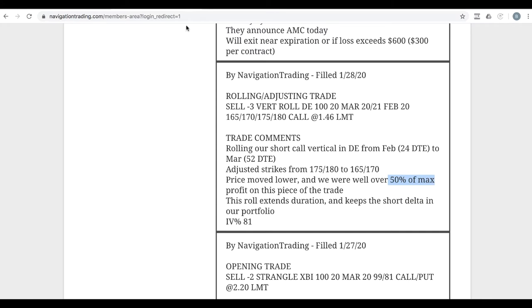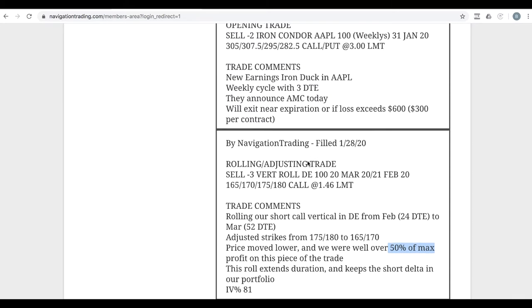And speaking of our short delta, after the move down today, we're only at about 1-to-1 on our short delta versus our theta. So, of course, we put on the bunker trade as well, but we'll need a huge move in there, and I'll talk about that here in a second.